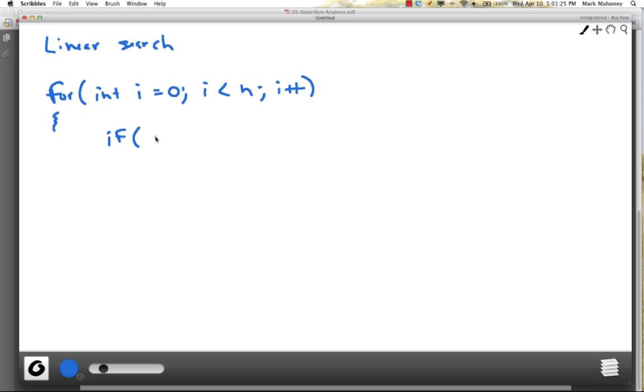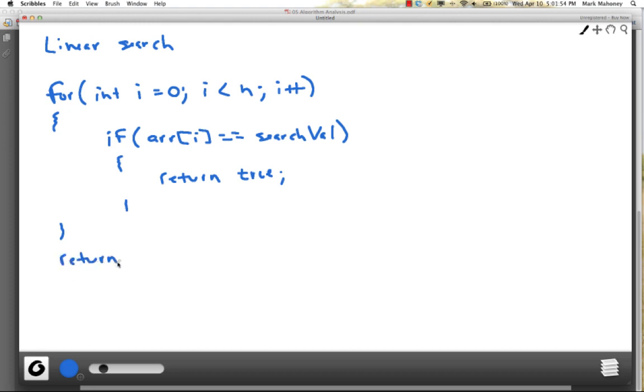So our critical operation would look like this. This kind of characterizes the work that's being done inside the algorithm here. So is the item in the array equal to what we're looking for? If it is, maybe we will return true. And if we ever do happen to fall outside the loop, we can maybe return the value false.